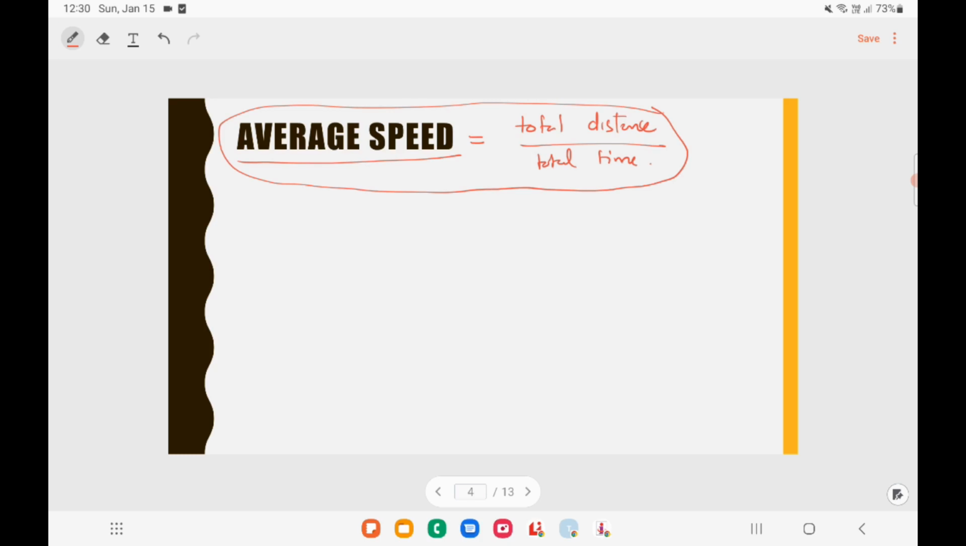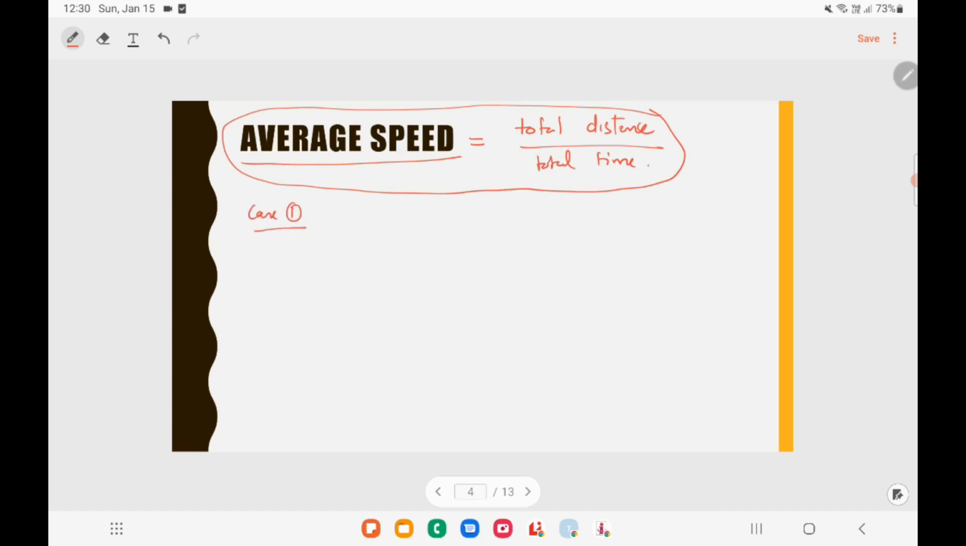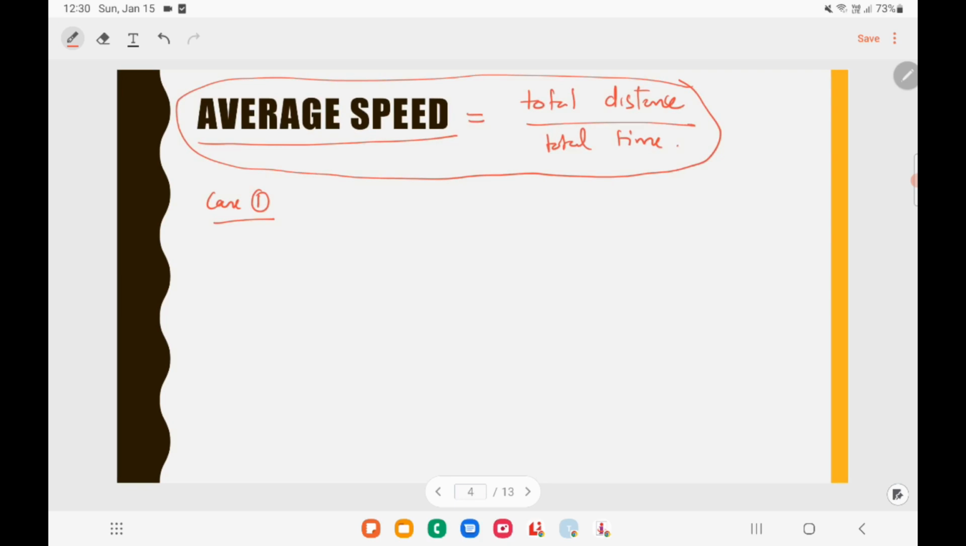Now I will explain this equation using different cases, as I already mentioned. So case 1. In case 1, we'll take an example that a car travels a distance d with velocity v1, and it travels another, same distance d, with velocity v2. Or a car travels from point A to point B with velocity v1, and it comes back from B to A with velocity v2. In both of these cases, the car is traveling equal distances with different speeds. So this is case 1.